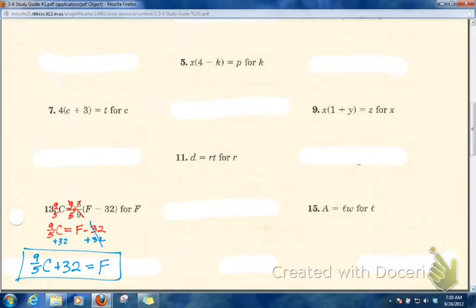And then simply one more step here. To get rid of the negative 32, I add 32 to both sides. So I have 9/5 c plus 32 is what f equals. Done. So there you go. There's a few examples to get you started with this section. Again, just remember, solve it just like you would any equation with just regular numbers. In this case, you just have almost all variables.